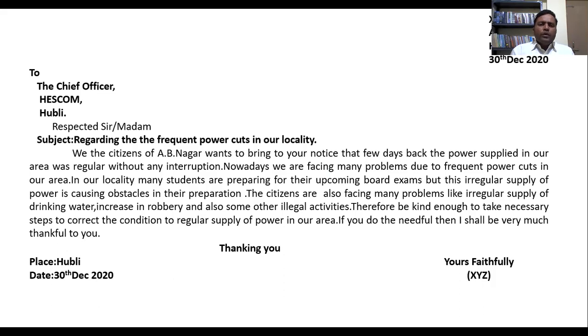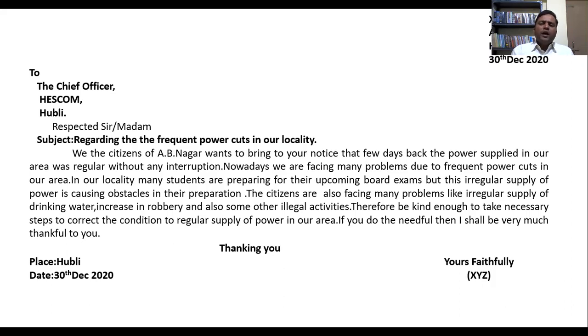So in the first 2 lines, as I have told you, you can write with a reference line and what the problem is that you are facing. We the citizens of AB Nagar want to bring to your notice that a few days back the power supplied in our area was regular without any interruption. First you give the introduction in the letter like this.